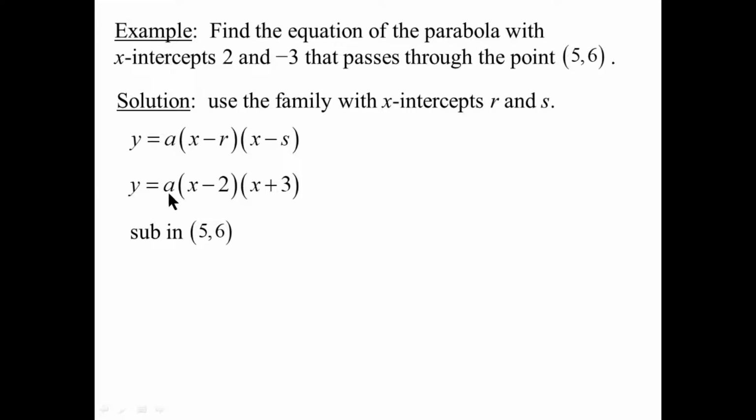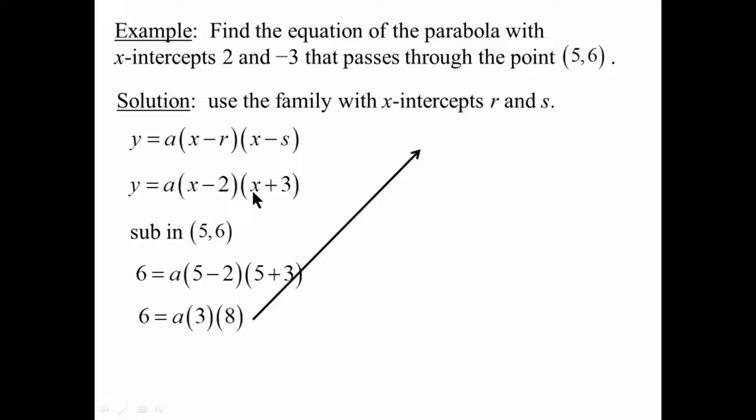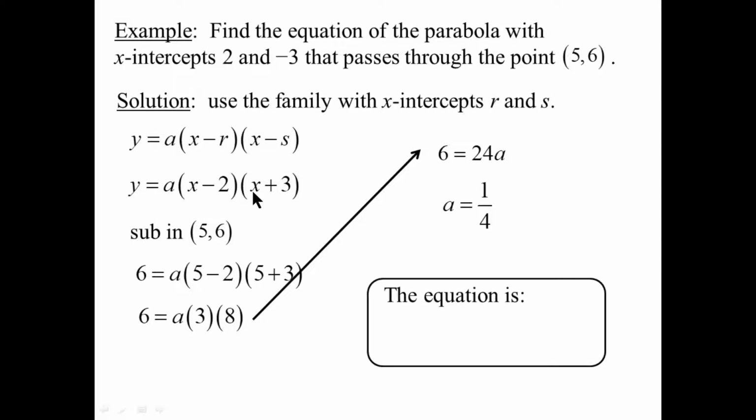Now all we need to do is find out what a is. To do that, we'll sub in this point (5, 6). So y will be 6 and x will be 5. Simplifying, 5 minus 2 and 5 plus 3. Again simplifying, 8 times 3 is 24. Dividing by 24 and reducing, a is a quarter. And so we have our equation. We'll go back to this and put in 1/4 for a.